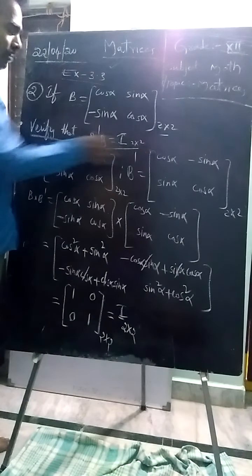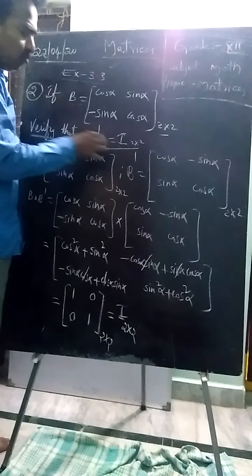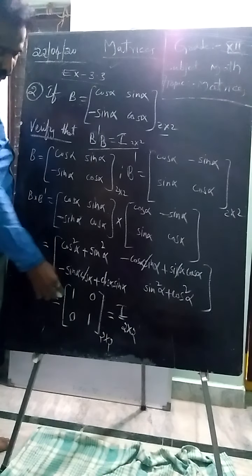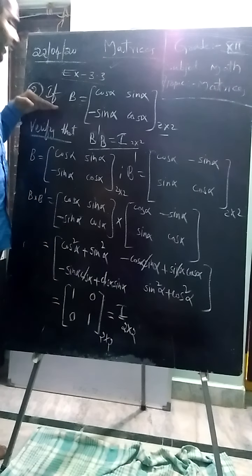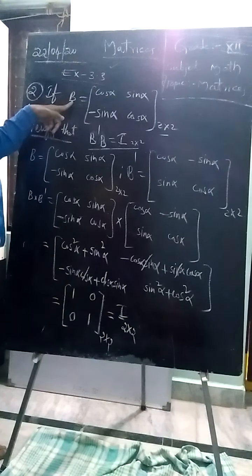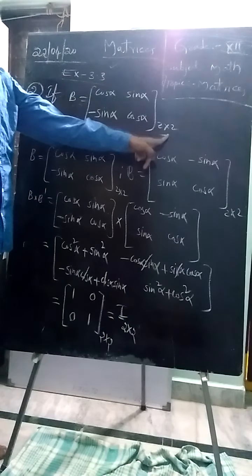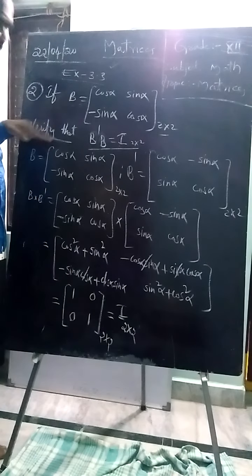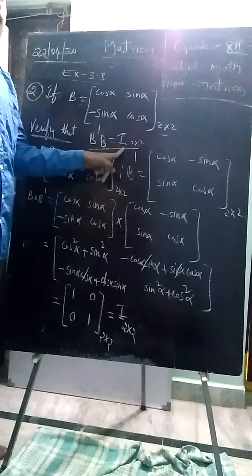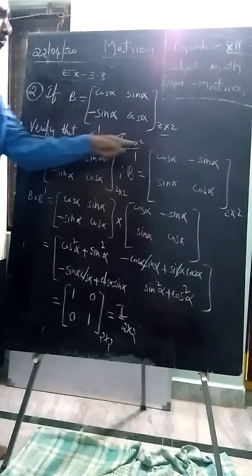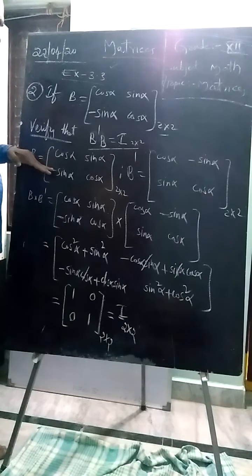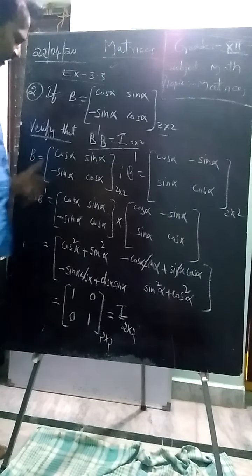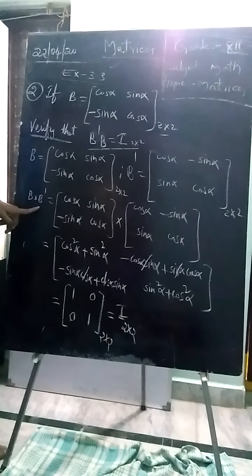So we proved that the product of B transpose into B for the given matrix is the identity matrix of 2 by 2. Once again I am repeating, students. Here it is given that matrix B is defined as a 2 by 2 matrix, which is cos alpha, sin alpha, minus sin alpha, cos alpha. We have to verify that B transpose into B equals I, the identity element of 2 by 2 order. So B is given, and B transpose we get by changing rows into columns. We multiply B into the transpose of itself.